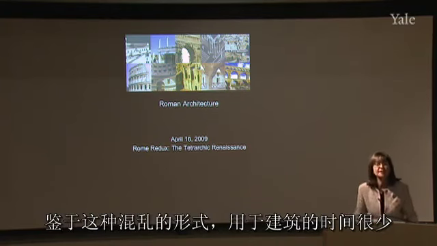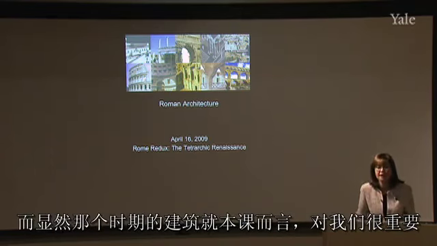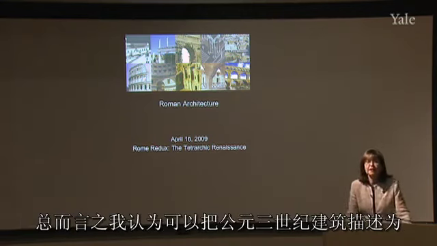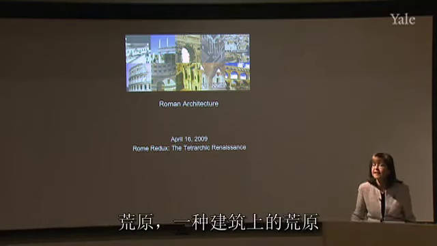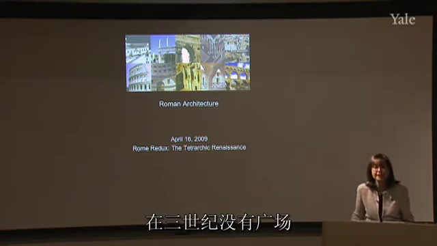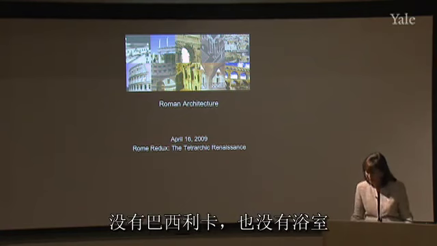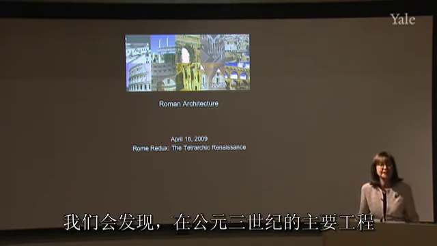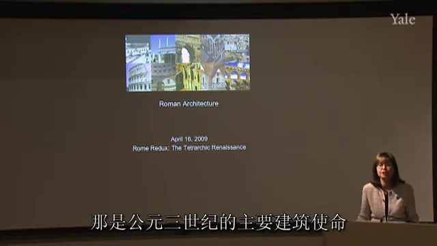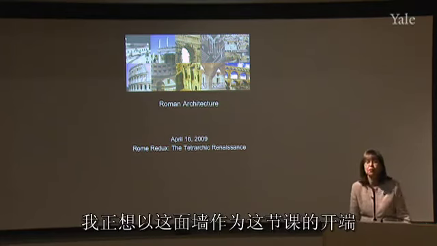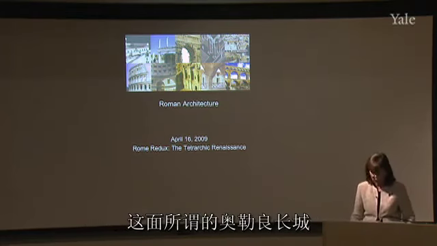In view of this chaotic situation, there was very little time to build buildings, which is obviously what's significant to us in the context of this course. In many ways, I think one can describe vis-a-vis architecture the 3rd century AD as essentially an architectural wasteland. There were no forums in the 3rd century AD, there were no basilicas, and there were no baths. We will see that the major project in the 3rd century AD was, not unexpectedly, given this situation, a major defensive wall. That was the main architectural commission in the 3rd century AD, and it's with that wall that I want to begin today, the so-called Aurelian walls.